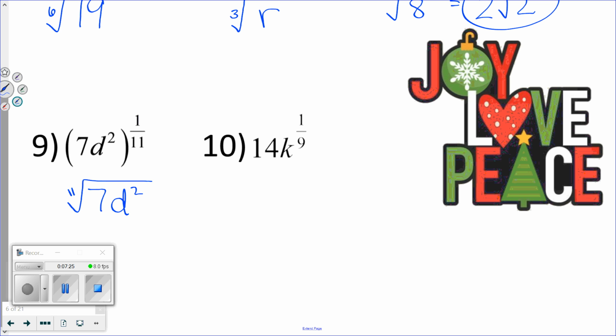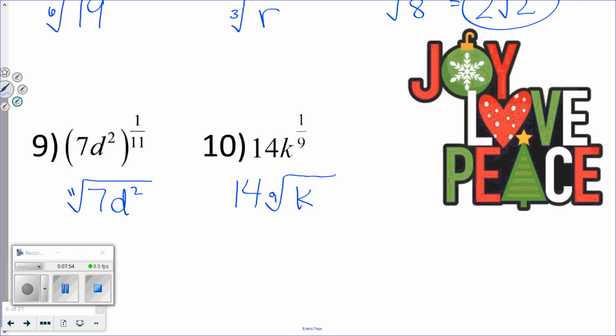Like that? Good. Right, they were both underneath there, so that square just goes underneath. And number 10, Carson with a C. Is 14 under or out? Out, good. 9th root, okay, good. Be careful on 10, make sure that 14 is not under the radical.